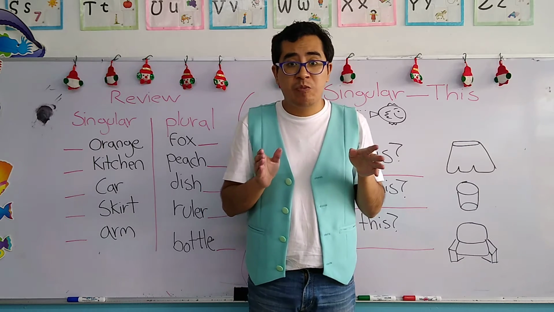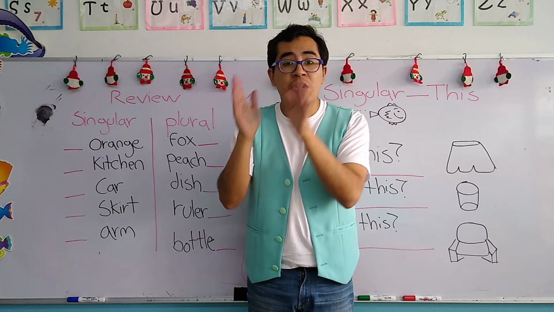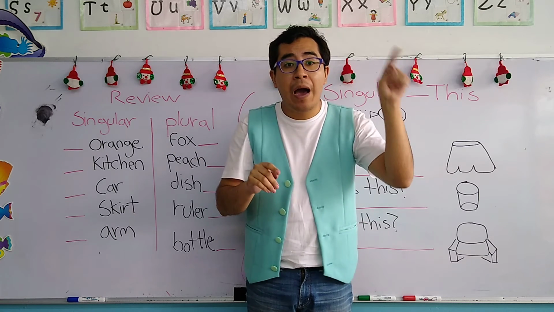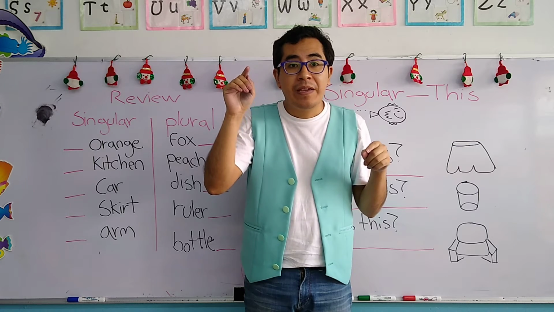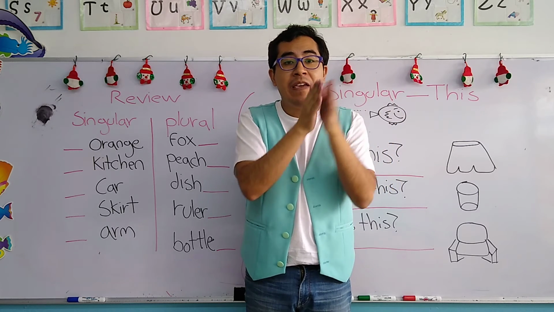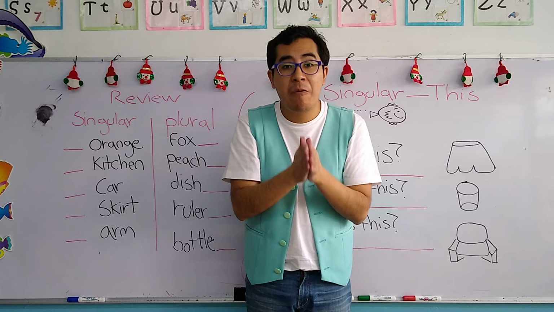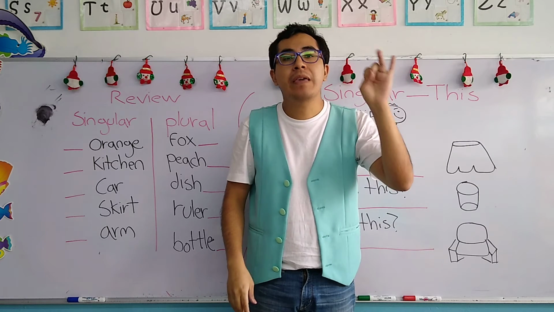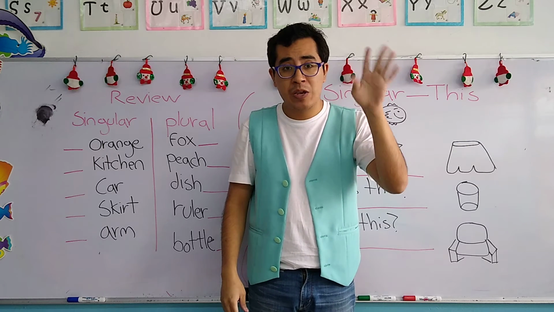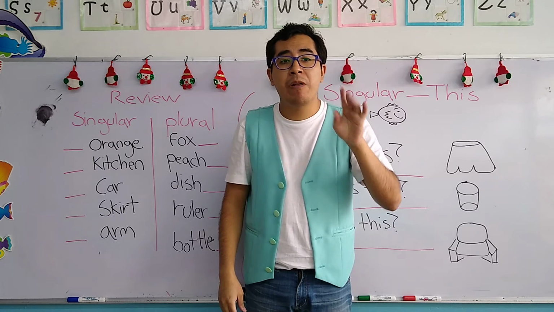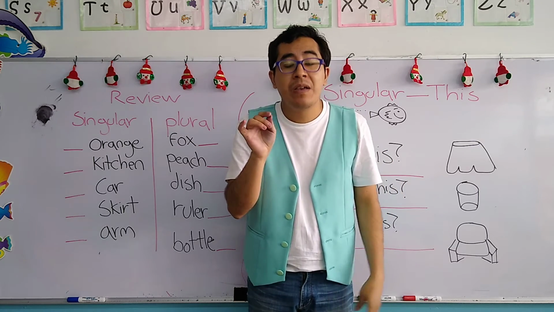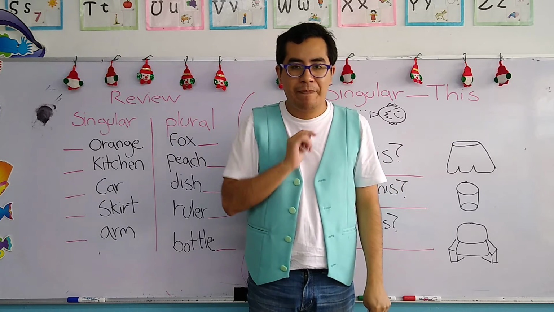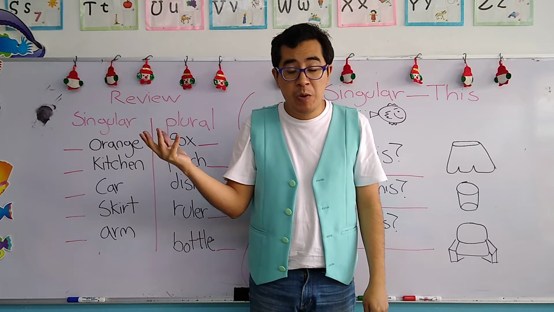Now, if we want to transform an object into singular, what do we have to do? Remember, we are going to write a or an at the beginning of the word. If the word begins with a vowel, si nuestra palabra empieza con una vocal, remember the vowels A, E, I, O, and U. If the word begins with a vowel, we are going to write an. But if it doesn't begin with a vowel, we are only going to write a. Okay? Very good.